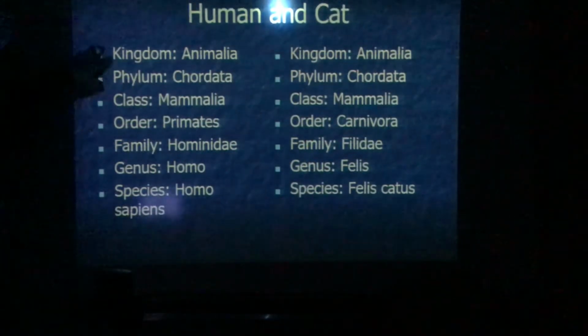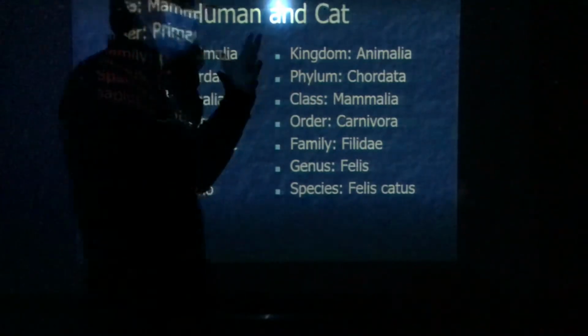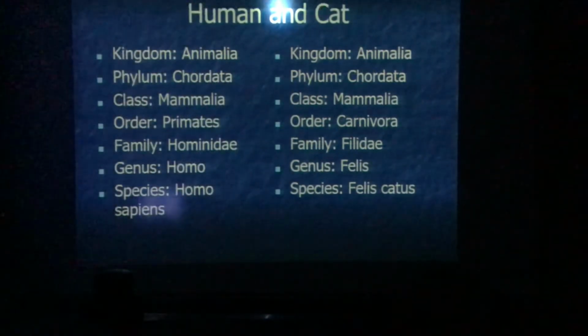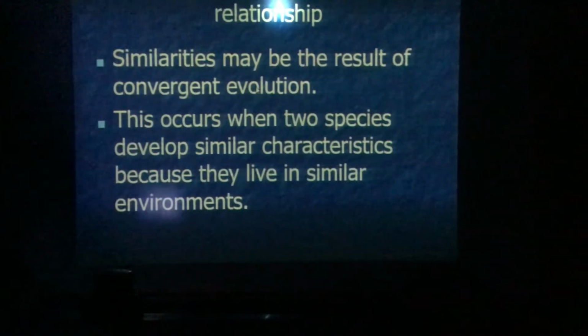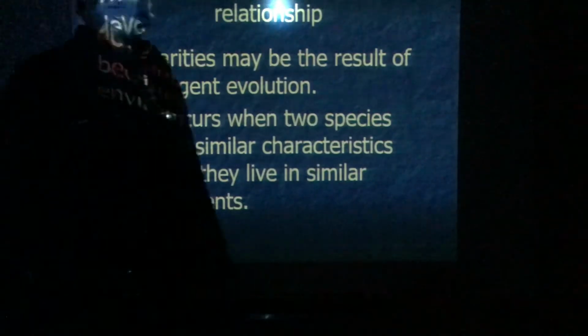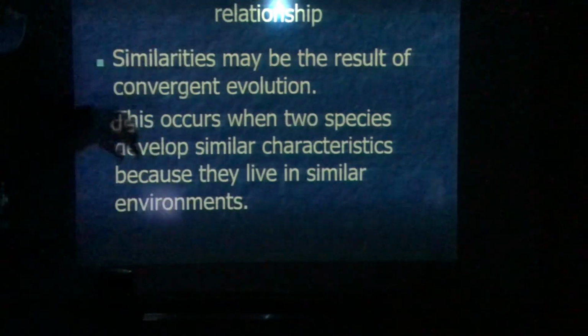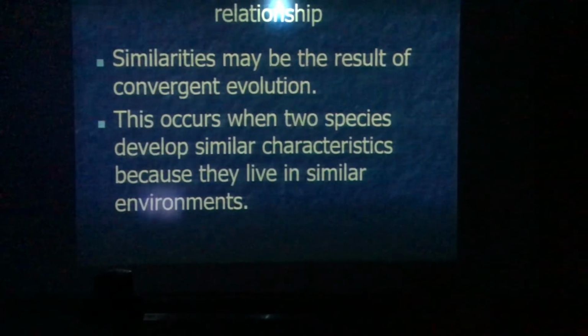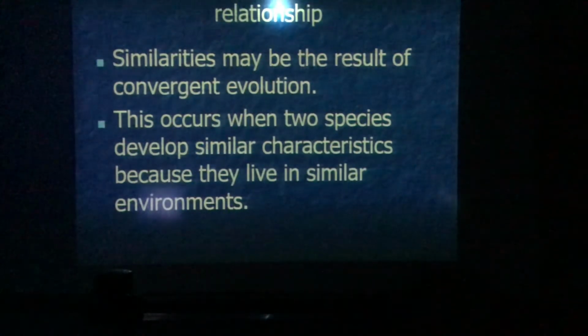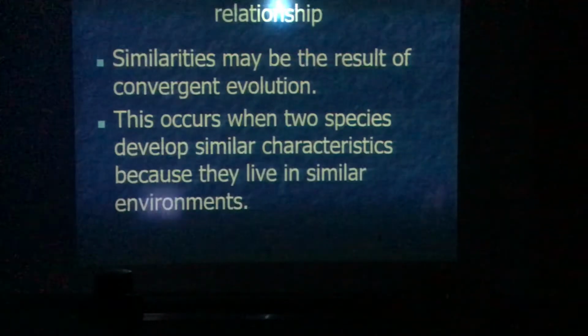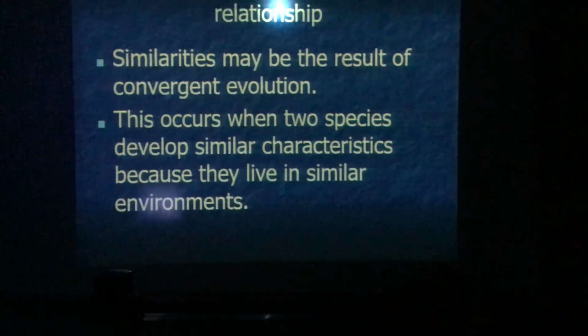Okay, this is just laying out the content, understanding of everything, how it works. It's just an example I gave you. So similarities do not always mean a relationship. Similarities may be the result of what they call convergent evolution, things come together. This occurs when two species develop similar characteristics because they live in similar environments.